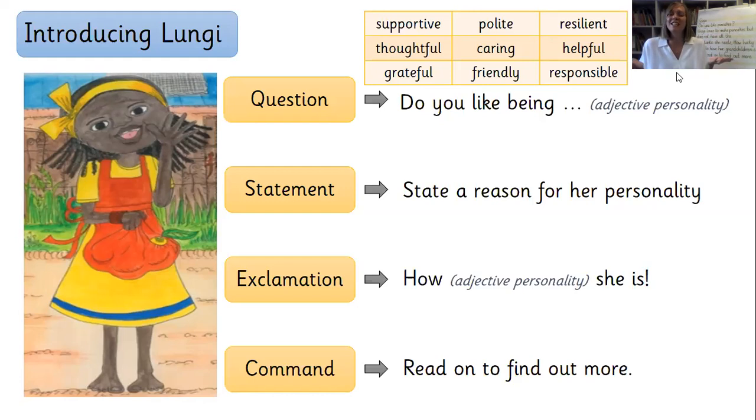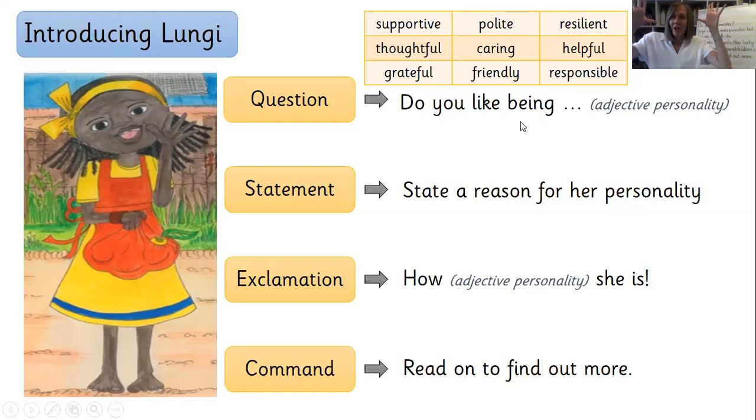Then you're going to write a statement, and you could state a reason for her personality. So why might she be helpful? Why might she be responsible or resilient or polite? And you can see I'm getting all my ideas from my word bank at the top of the screen here.